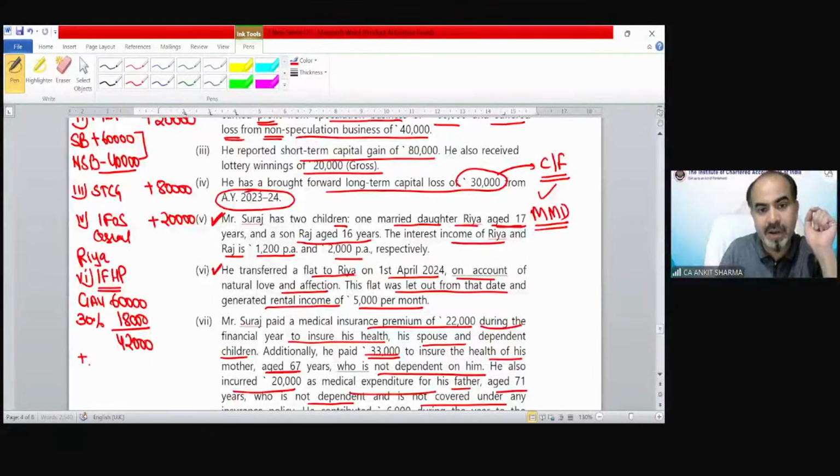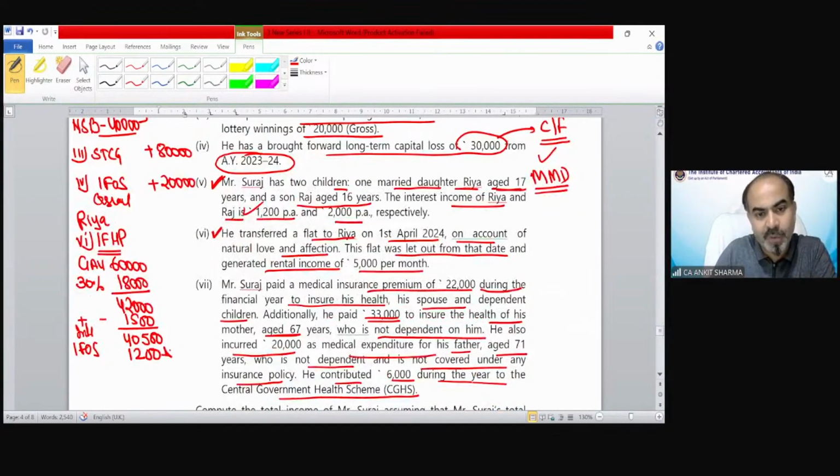42,000. Ria is also having some interest income. Interest income of Ria was 1,200 rupees. That is income from other source. We reduce 1,500 exemption from this. So my income from house property would be 40,500 and income from other source would be 1,200 in this case. We can include this income from other source over here also, just to show the clubbing income of Miss Ria. That would be 41,700 rupees, the income of Ria, which is going to be clubbed.